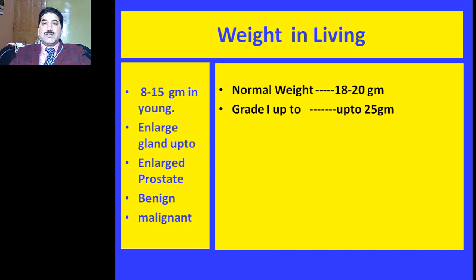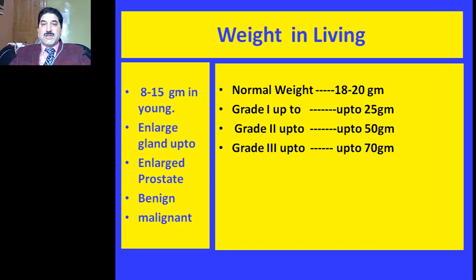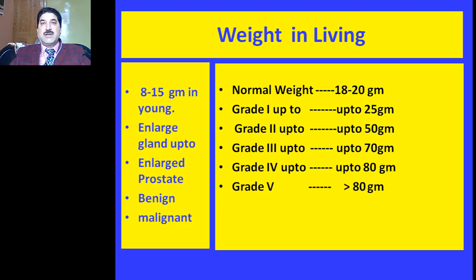Grade 1 prostate is when the weight of the prostate is up to 25 grams. In grade 2 prostate, weight is up to 50 grams. In grade 3 prostate, weight is up to 70 grams. In grade 4 prostate, weight is up to 80 grams. And in grade 5 prostate, weight is more than 80 grams. Again, I want to make it clear, cadaveric dimensions are always different from the dimensions in the living.